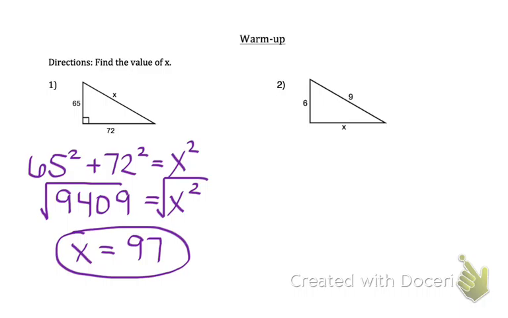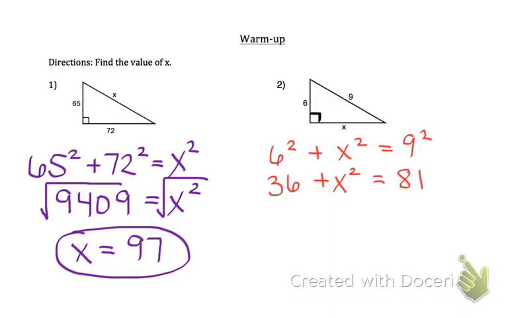Alright, number 2, we have a missing right angle, so make sure you add this in right here. So we have our legs are 6 and x, and our hypotenuse is 9. So again, I'm going to do Pythagorean theorem. 6 squared plus x squared equals 9 squared. 6 squared is 36 plus x squared. 9 squared is equal to 81.